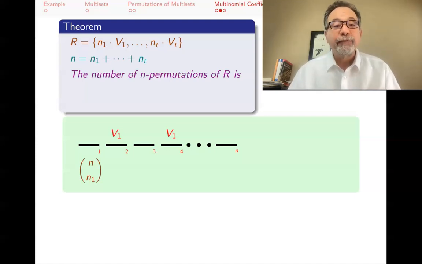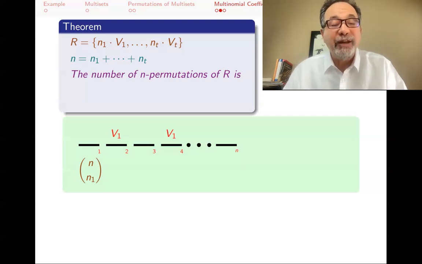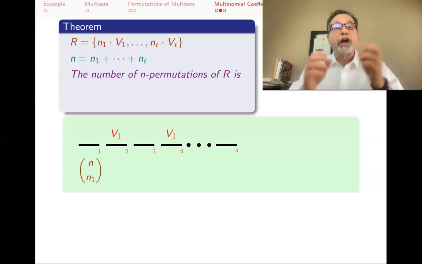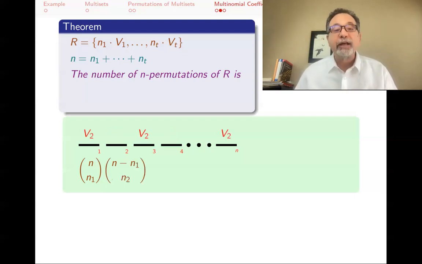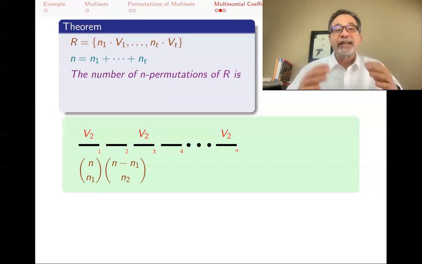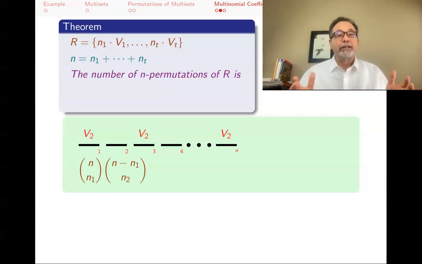When you're done with that, you don't have those spots anymore. It doesn't matter which ones they are. Now you have fewer spots. How many spots do you have? You have n minus n1 spots. Now you want to place v2, and there are n2 v2s. So out of those n minus n1 spots, you have to pick n2 spots for v2. How many ways can you do that? n minus n1 choose n2. And these choices are independent of your choices for where to put v1s. So altogether, to place the v1s and v2s, you have n choose n1 times n minus n1 choose n2 possibilities.